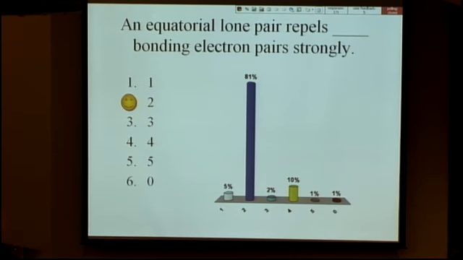Okay, strong showing with the clicker questions today. It's going to be a tight race for the clicker competition.